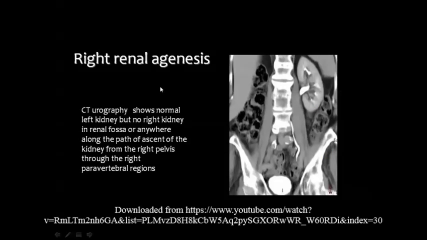And this is a case of renal agenesis on the right side. On the left side you see the kidney, the ureter, and the urinary bladder. On the right side you cannot see any traces of the renal parenchyma. And the left kidney is showing compensatory hypertrophy secondary to absence of the right kidney.